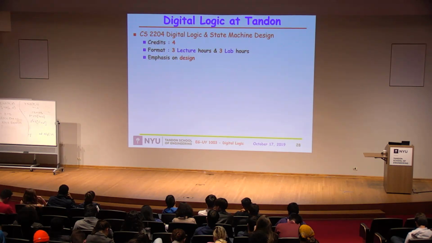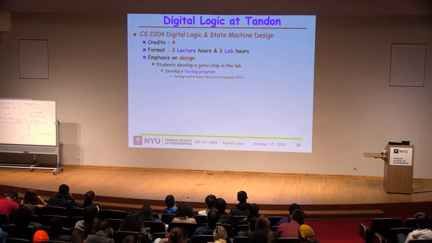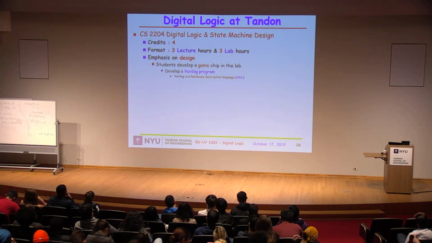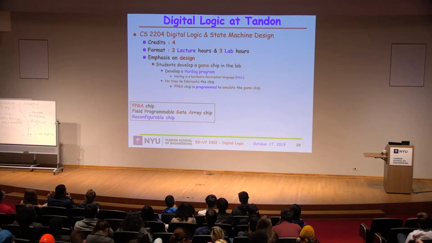So the course is a 4-credit course with 3 lecture hours a week and 3 lab hours. So students develop a game chip, they write a program in a hardware description language that describes the circuit. So if you write the program, it means you design the hardware. The tool converts the program to gates and flip-flops, you are done with your implementation. So we don't fabricate the chip, we just use FPGA chips. We program the FPGA chips to emulate the game chip, everybody.